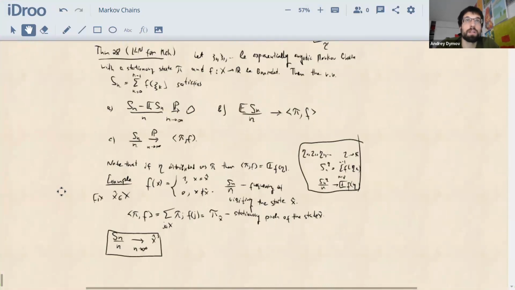The last thing that I will announce is a problem for your homework. The question is as follows: does our second theorem, the law of large numbers for Markov chains, imply our first theorem, the classical law of large numbers, or not? How do you think?